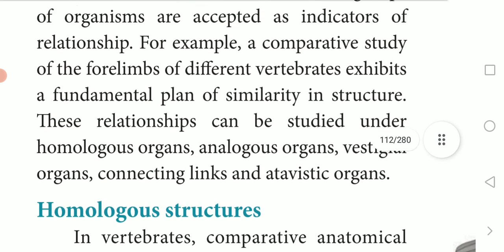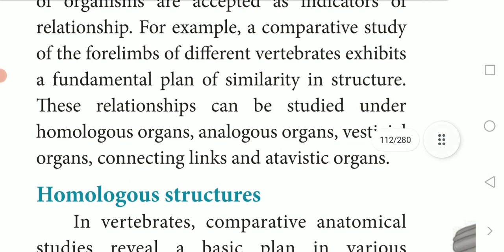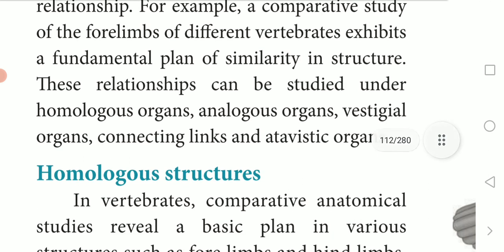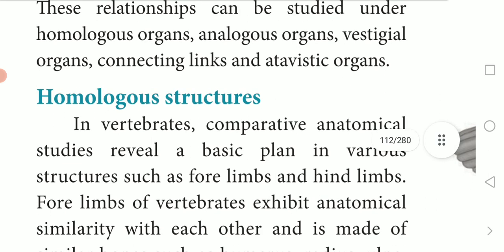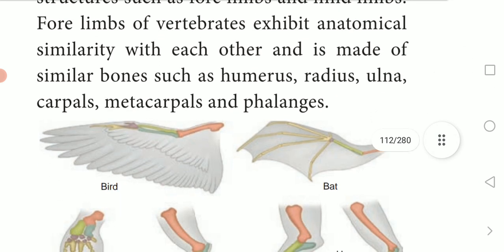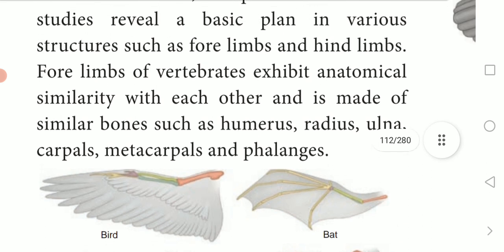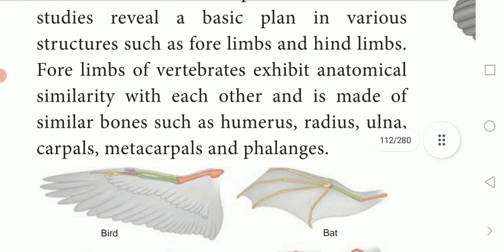The relationship can be studied under homologous organs, analogous organs, vestigial organs, connecting link, and atavistic organs. You can underline all these things. We are going to learn in this evidences for comparative anatomy what homologous organs are, what analogous organs are, what vestigial organs are, what a connecting link is, and what atavistic organs are. All these things we are going to learn now.